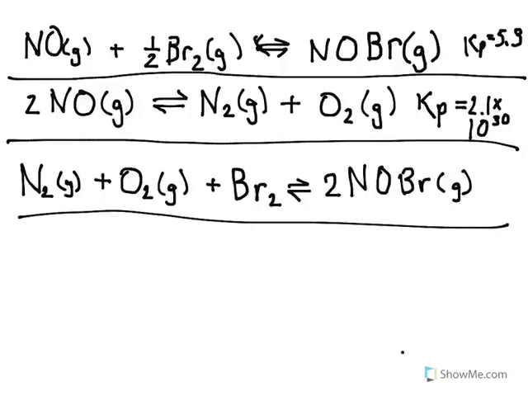Chemistry, equilibrium. Given two equations, this equation here and this equation here, and given their respective equilibrium constants, here's one and here is the other, how do you get Kp? So how do you get the equilibrium constant for this equation?